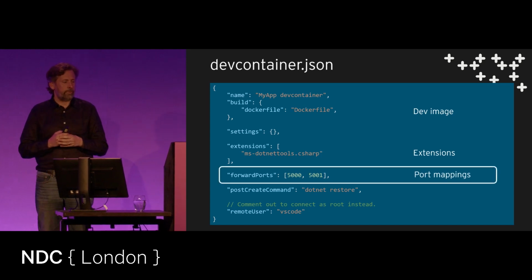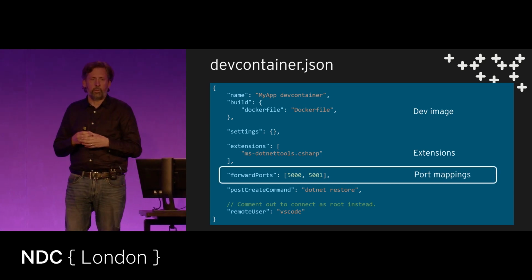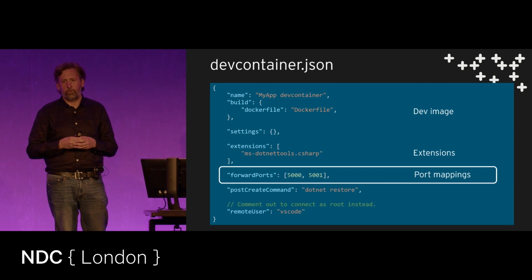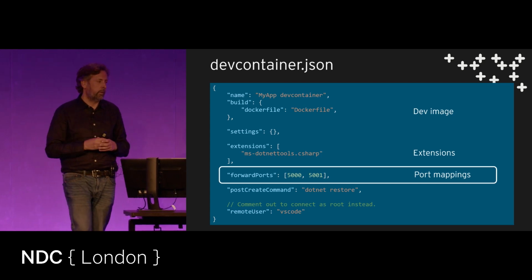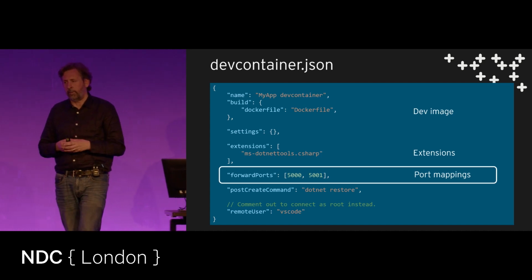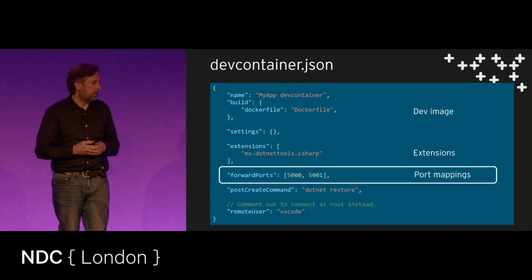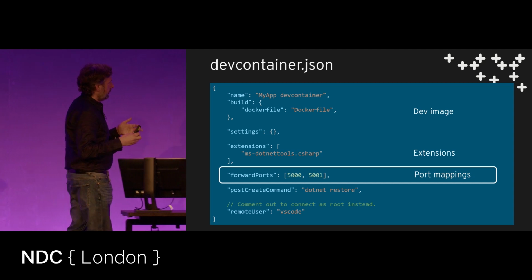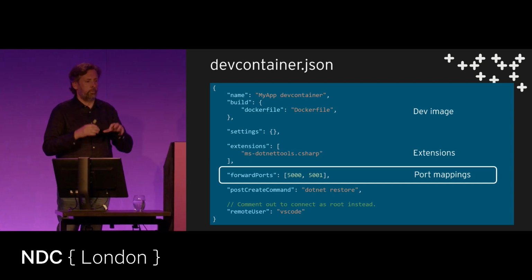We have the forward ports. As you saw, it can often do a little bit of magic and just find out which port your application listens to and expose them. But you can also forward ports manually by editing this file like this. And of course, the reason is that now you can access it from your host machine.